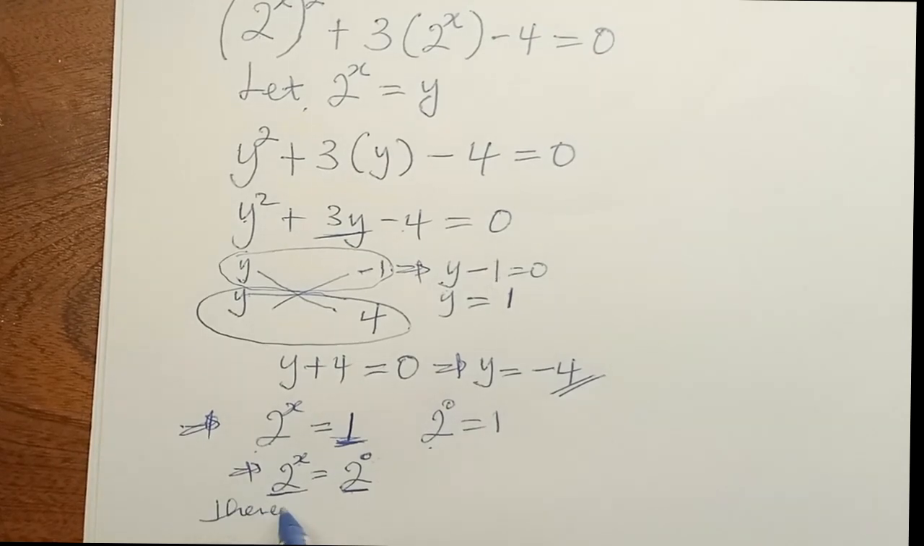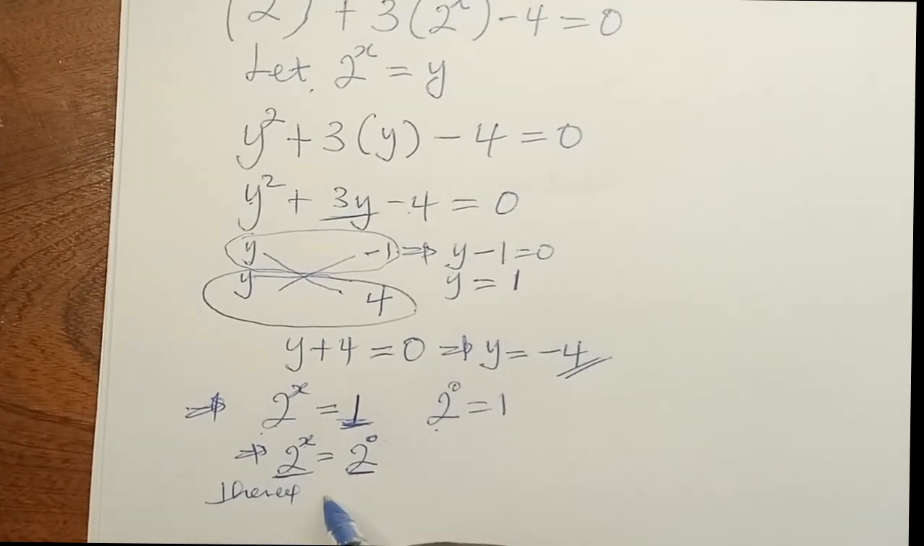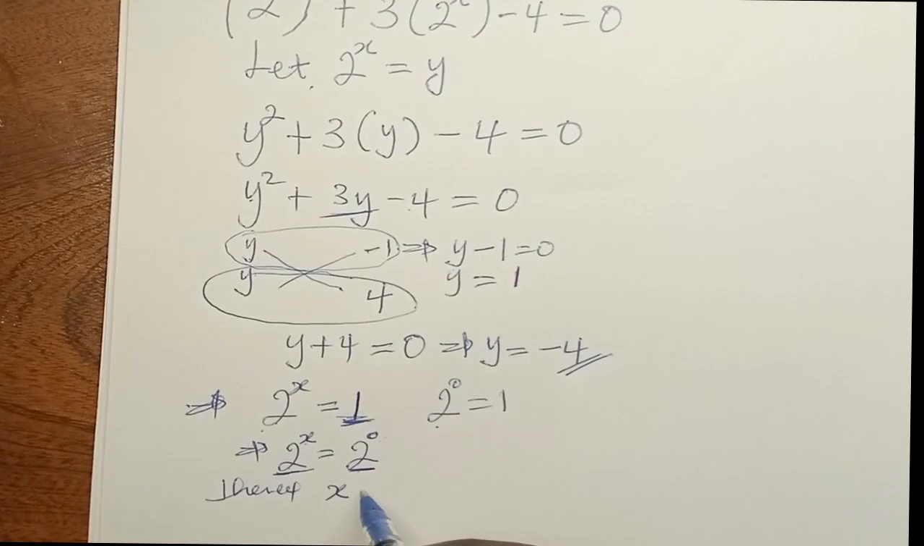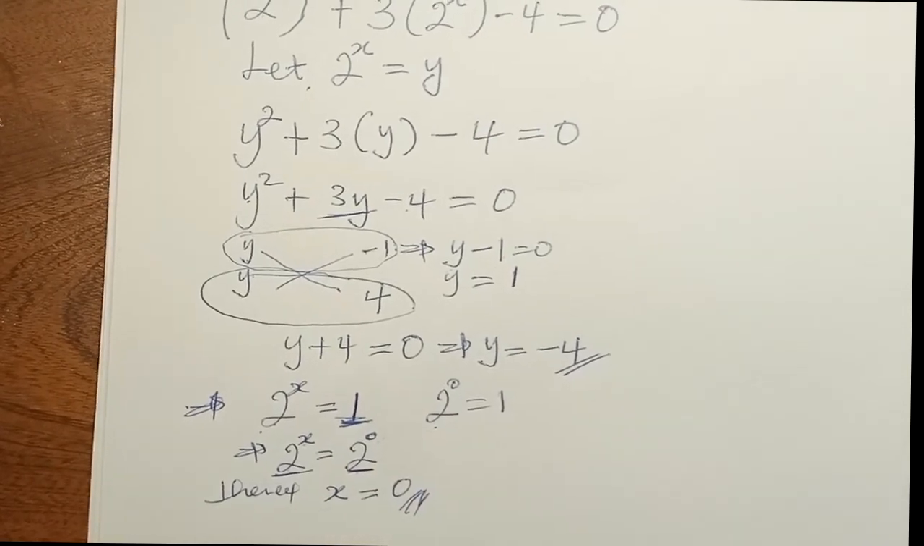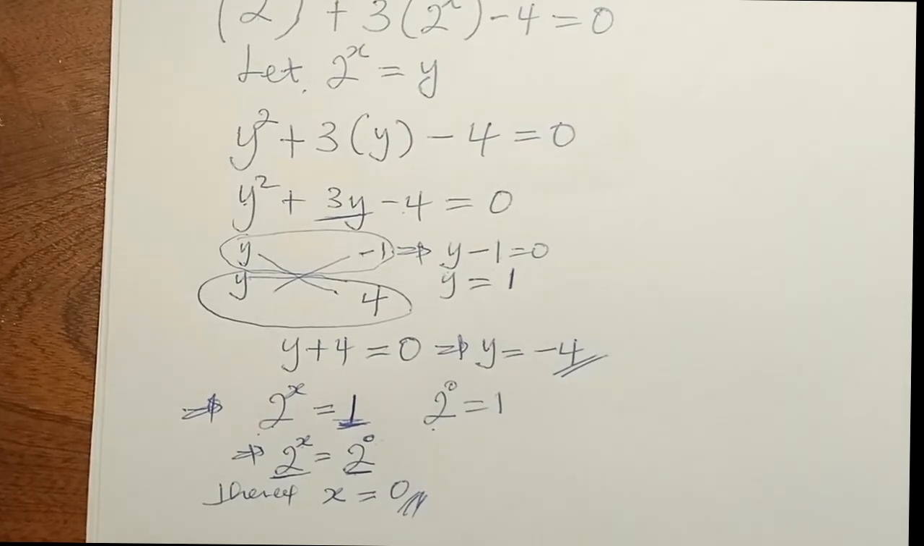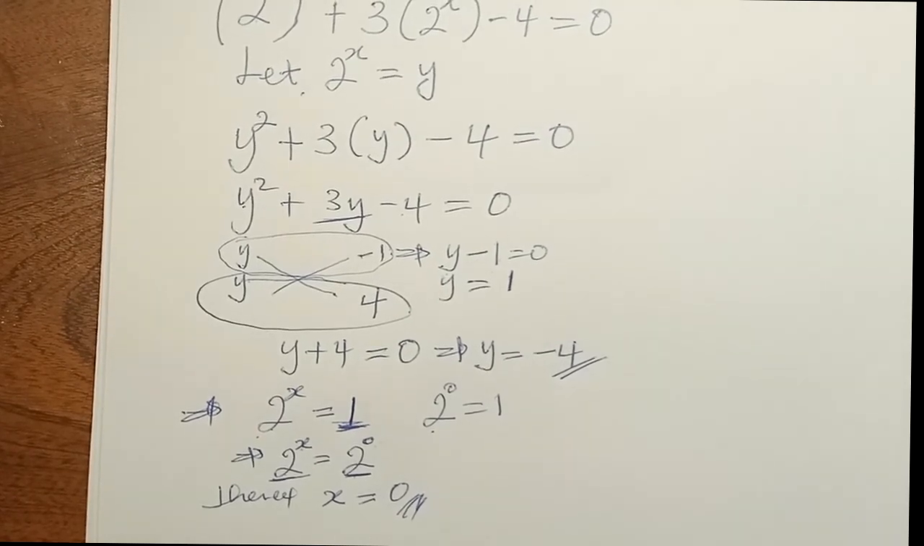Therefore, x in this case is equal to 0. That is the value of x. And of course, we also need to do the same for y equal to minus 4.